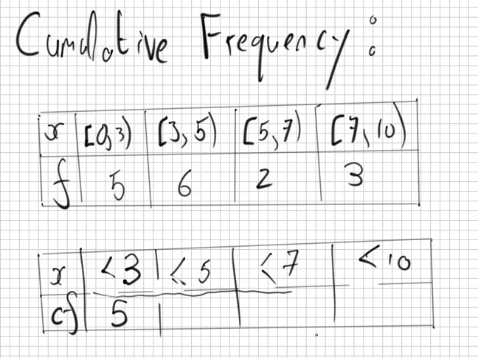How do we get these? We add 5 and 6, and then we add 6 and 2? No, it's not the last 2. It's everything up to that point. So it's 5, 5 plus 6, 5 plus 6 plus 2, and then all of them. So the next numbers would be like this.